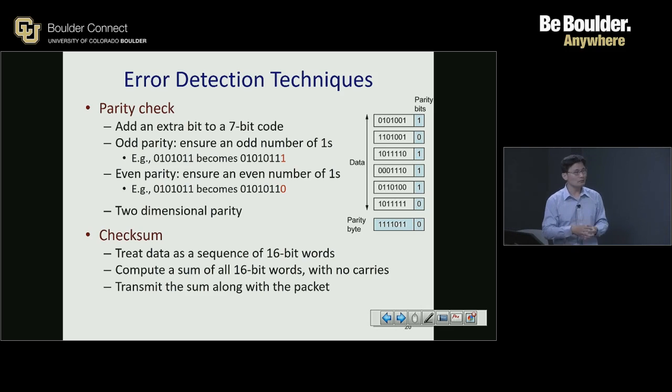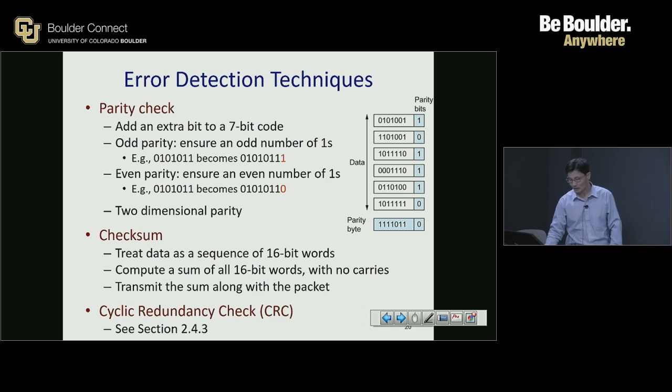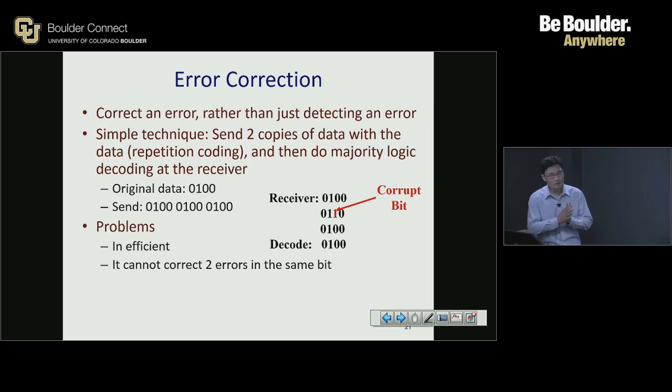If the checksum doesn't match, then you discard. You can discard, or you can try to recover too. And also there is CRC, so you can read about it. And then, because so far we discussed error detection, how about error correction? In certain cases, error correction is quite necessary.